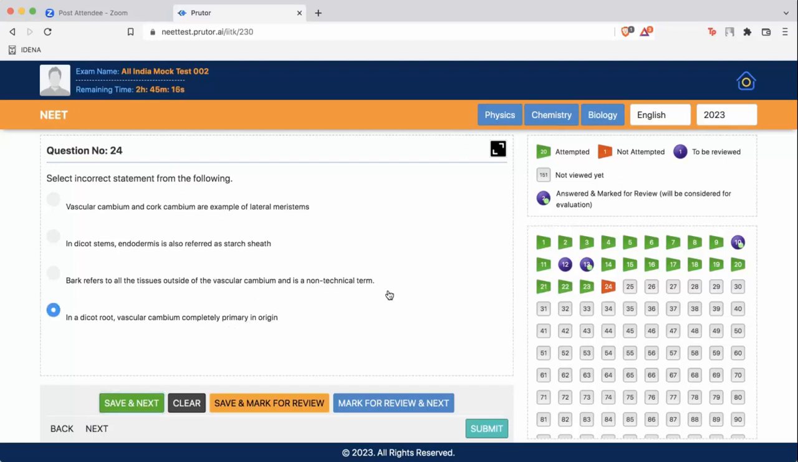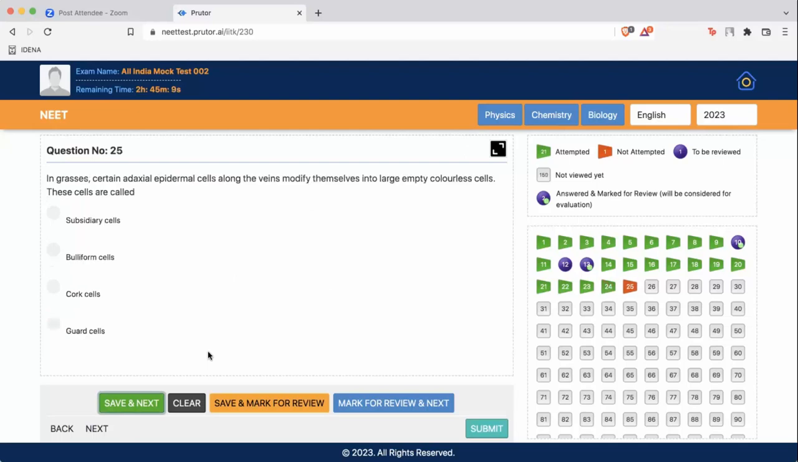I think in dicot root, we have both primary as well as secondary, so it can be derived from both tissues. In grasses, certain adaxial epidermal cells along the veins, water vessels, and large empty hollow cells are called bulliform cells.